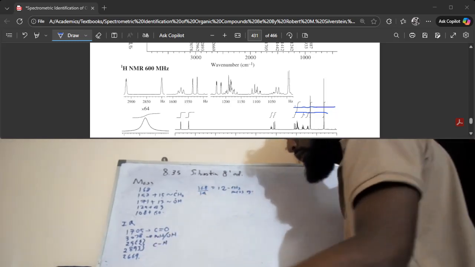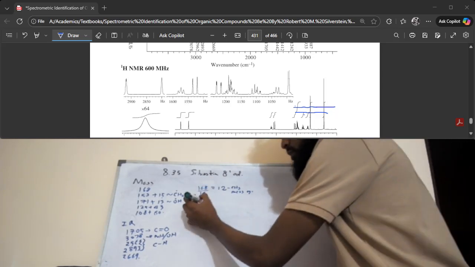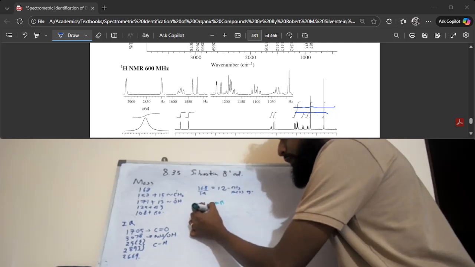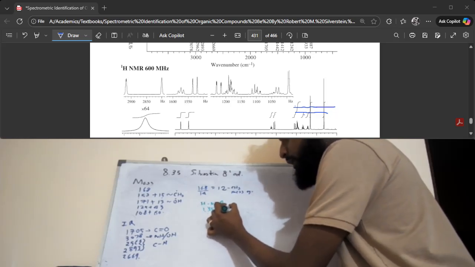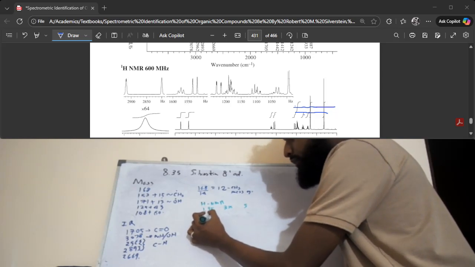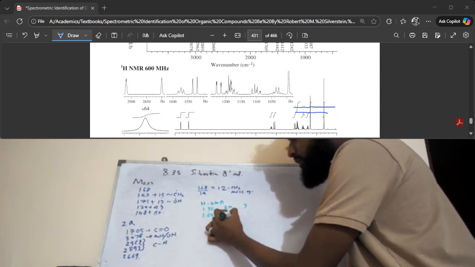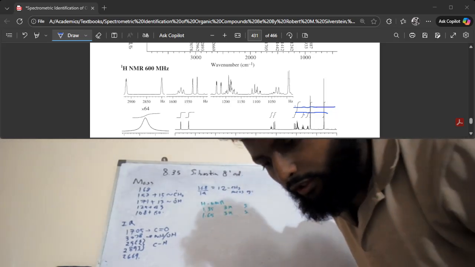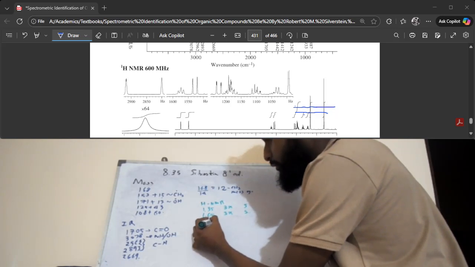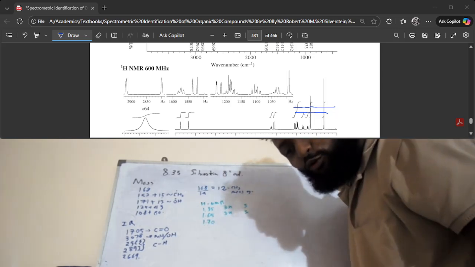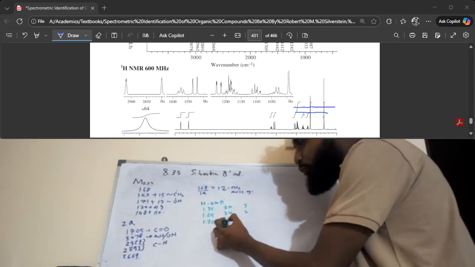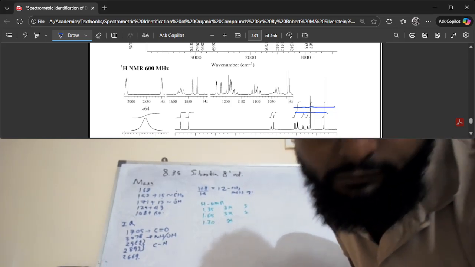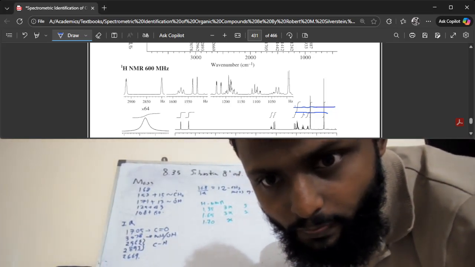I will draw this in a different color so that it's easy to see. 1.35 is a 3x singlet. 1.65. These numbers, you just have to approximate them by looking at the graph. 1.7, I'm going to call it 1.70 for no particular reason. I mean, it looks like 1.7 on the graph. That's why, when you look at the 1.7 peak.